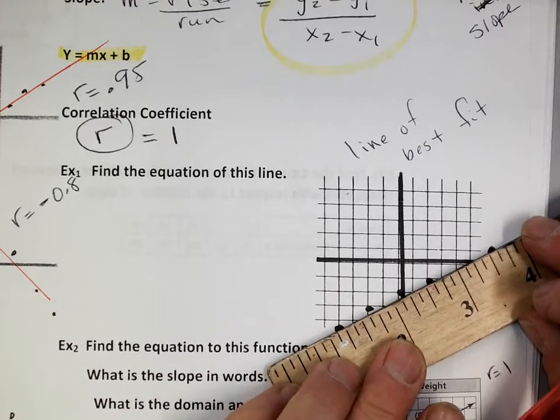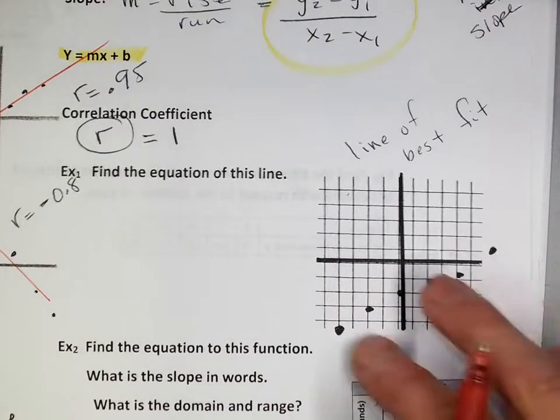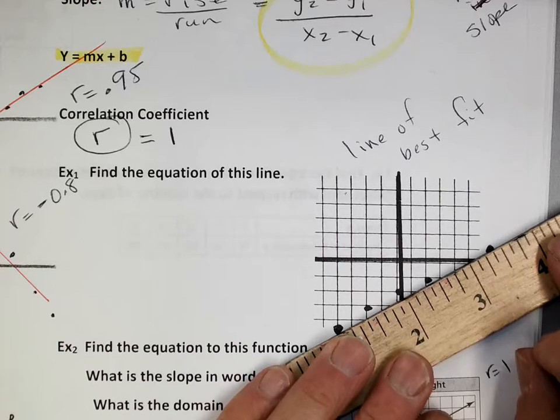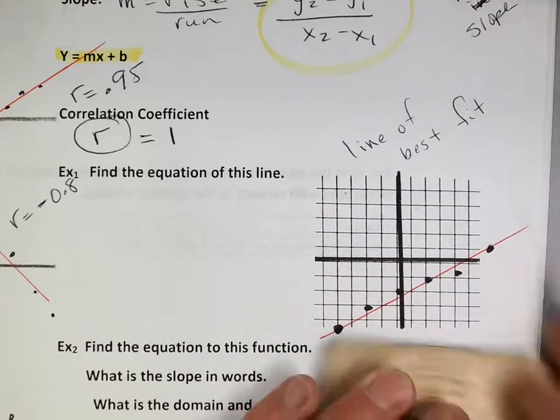So if I draw in, so I'm going to draw my line in. I want to draw a straight line somewhere along here. And then I want to try and get it so it kind of goes between all the points. Okay.